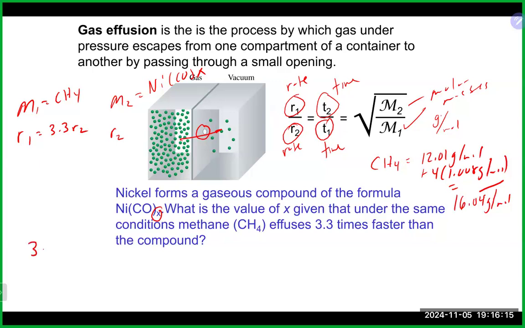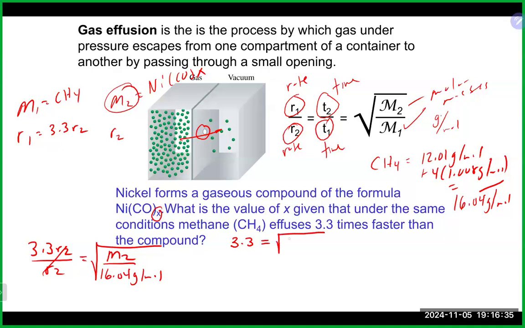So R1 is 3.3 R2, divided by R2, even though I don't know it, equals the square root of M2, my unknown compound, divided by the molar mass of my methane. The R2s will cancel. That essentially gives me 3.3 is equal to the square root of M2 divided by 16.04 grams per mole. We're going to square both sides, and that gives us 10.89 is equal to M2 divided by 16.04.